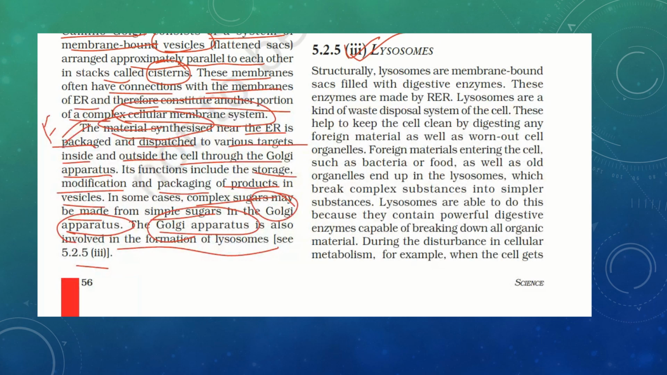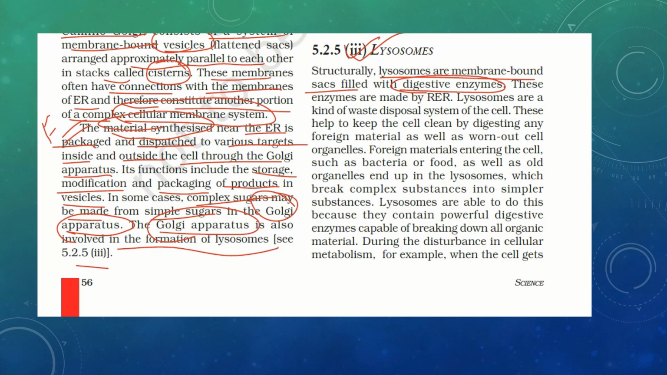So here, lysosomes, what are lysosomes? Lysosomes are also membrane bound sacs. These are filled with digestive enzymes. Till now we have studied Golgi bodies. They are membrane bound organelles with some functions, whereas the endoplasmic reticulum has some other, different functions. So all are membrane bound organelles, but all their functions are different, right?